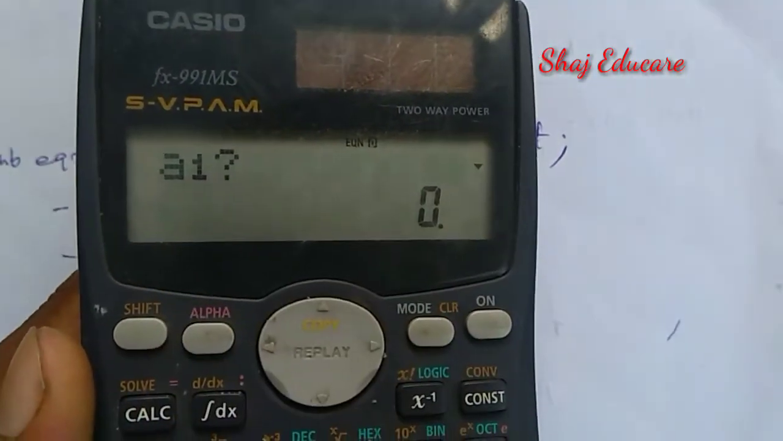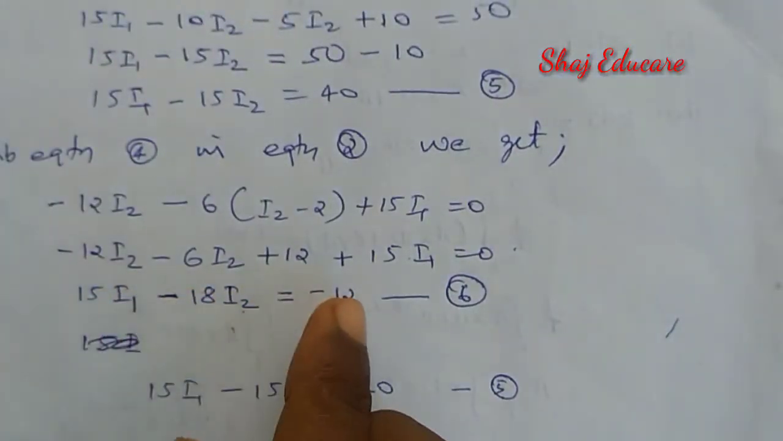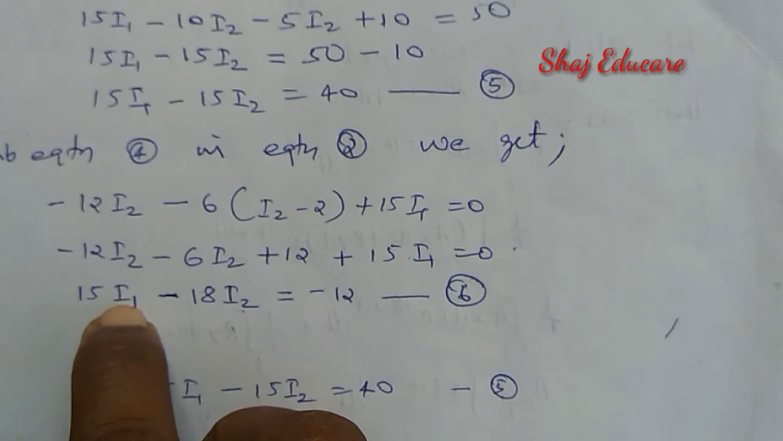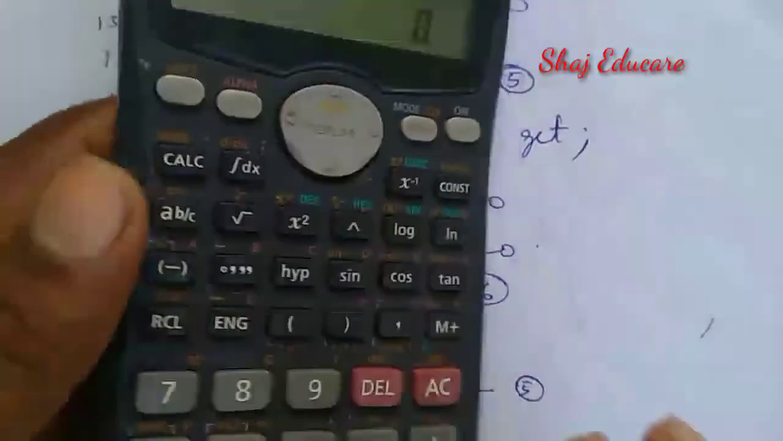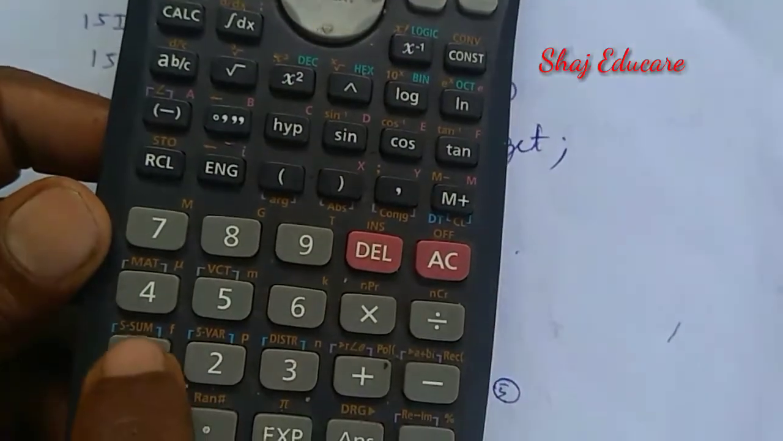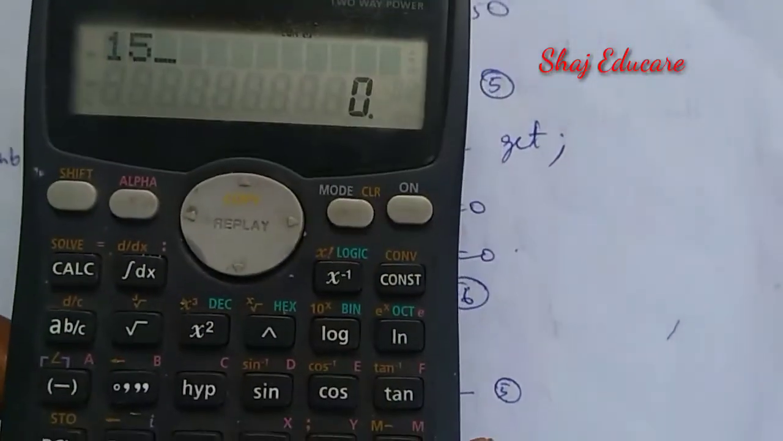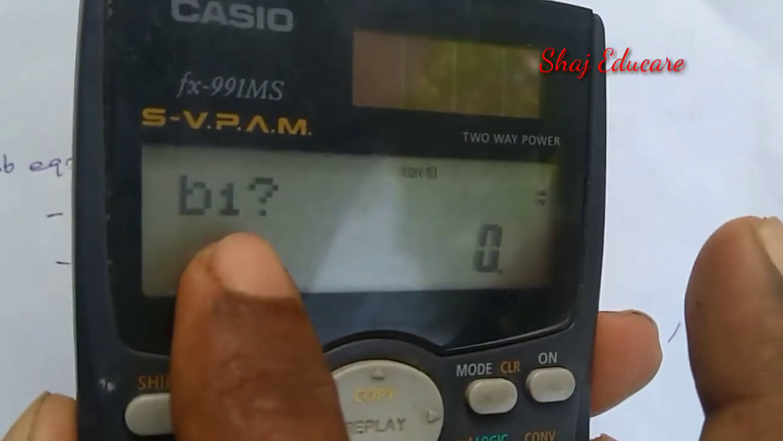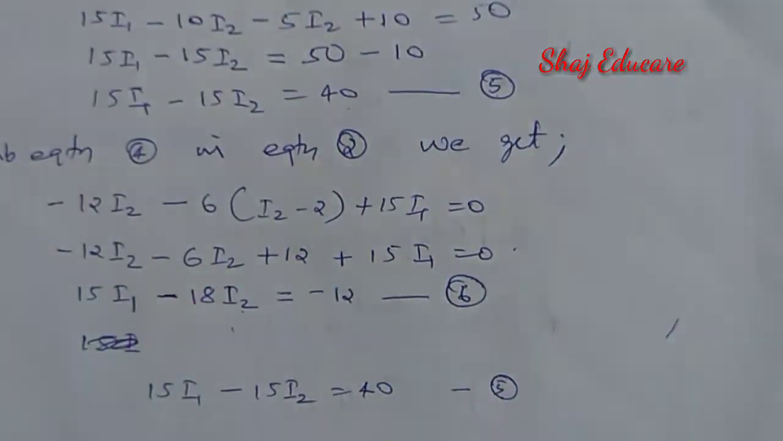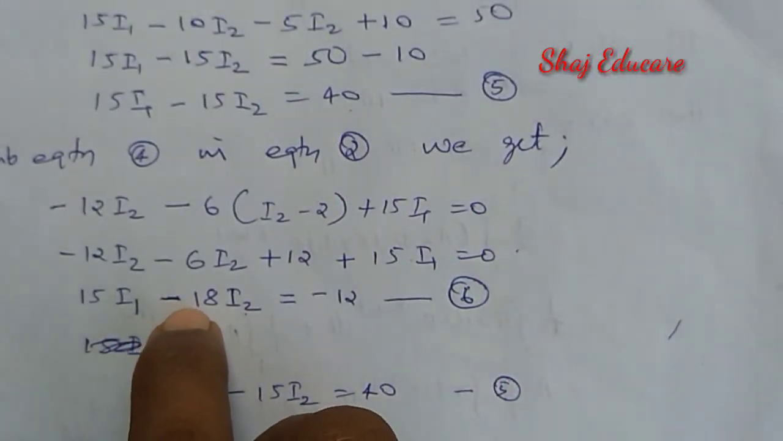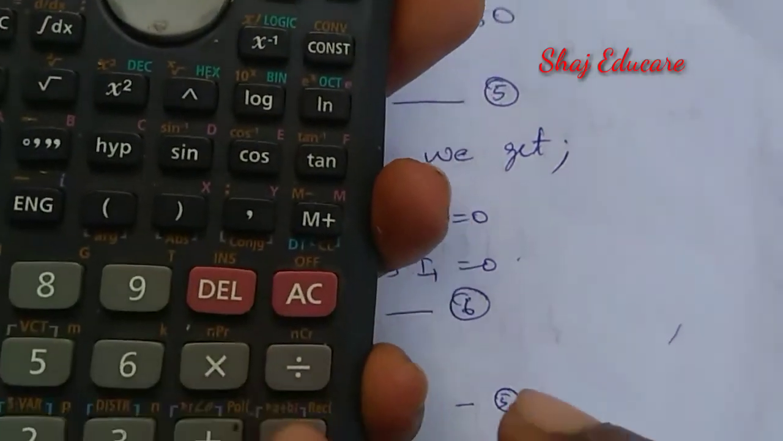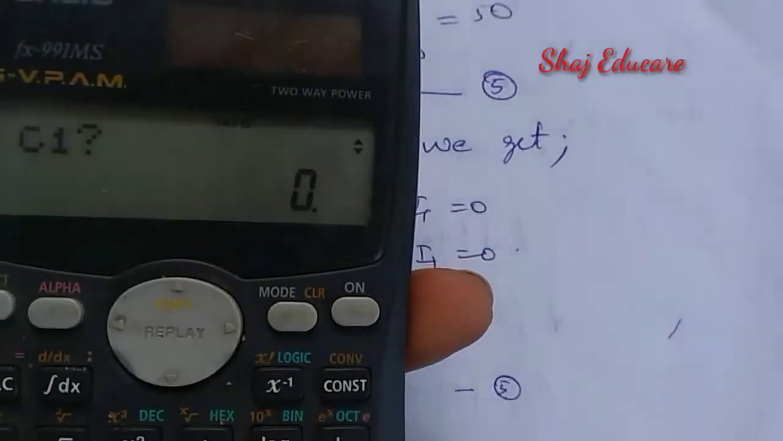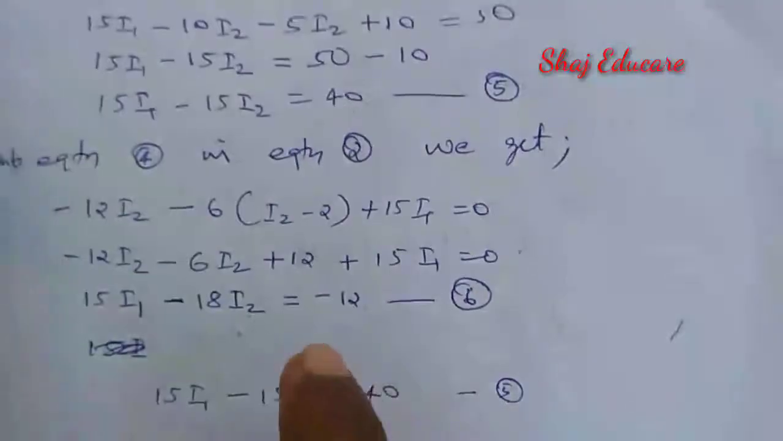Now it is asked to enter A1. A1 is the first constant in equation 1, that is 15. Enter 15, then press equal. Then it asks to enter B1. B1 is the second constant, that means minus 18. Press minus 18, again press equal. Then it asks to enter C1. C1 is minus 12.